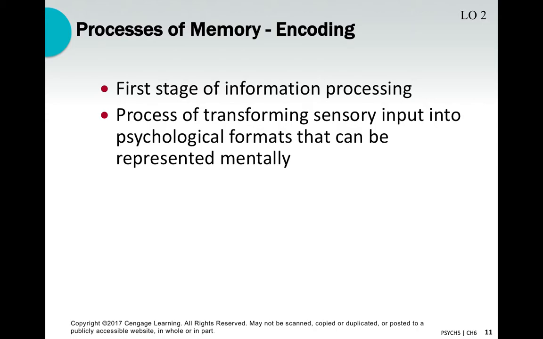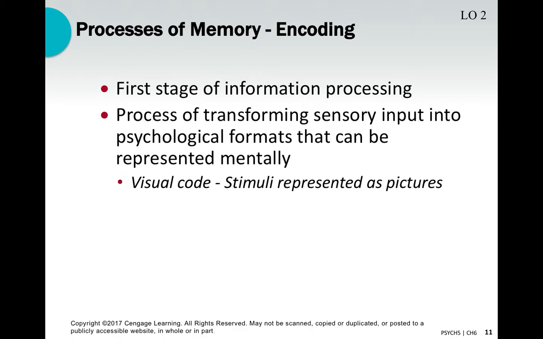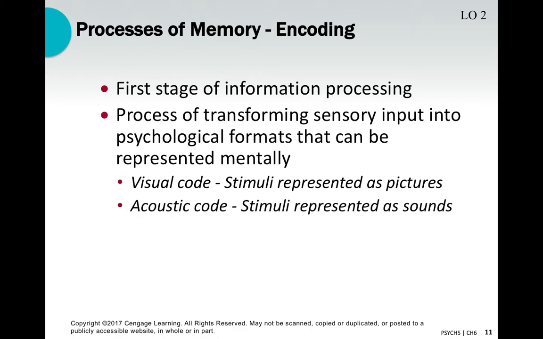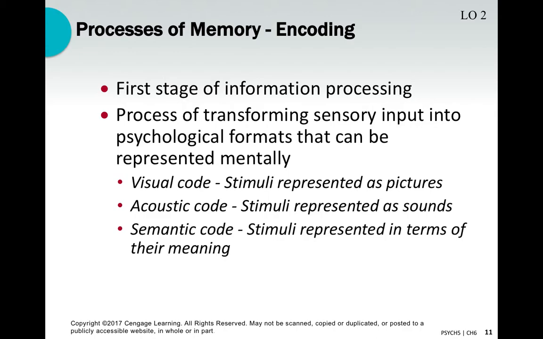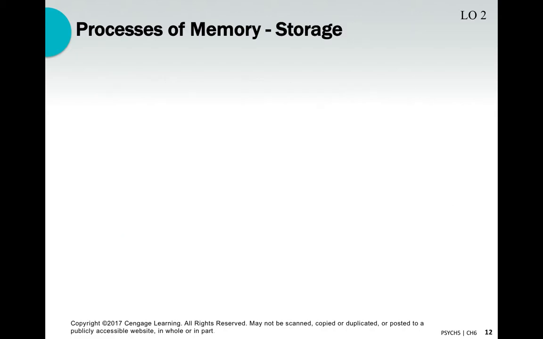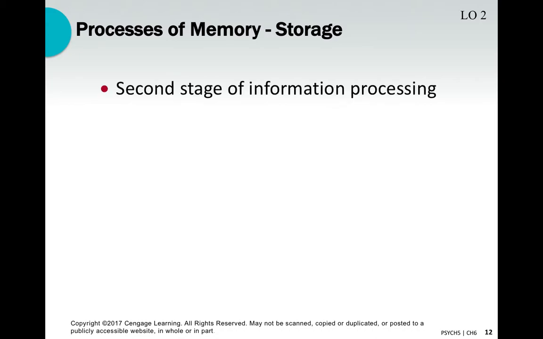Your brain is encoding, or transforming, sensory information into stimuli that the brain can process. We encode things visually, how they look, also how they sound, and also what their meaning is. So visually, acoustically, and semantically. These are the ways that we process information. Then we have to store it. Once we encode it, we have to store it.